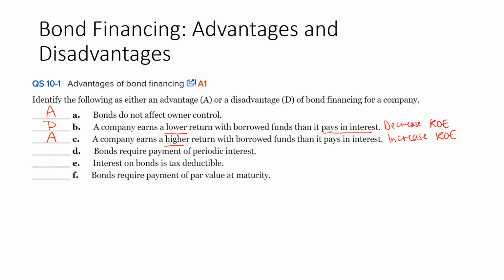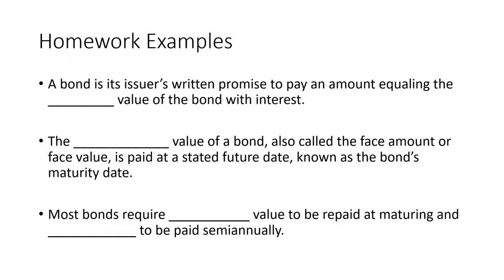D, bonds require payment of periodic interest. This is a disadvantage. E, interest on bonds is tax deductible. Advantage, a business would like to have as many deductible expenses as possible. And F, bonds require payment of par value at maturity. This is a disadvantage. Unfortunately, when you borrow funds, you have to pay them back.